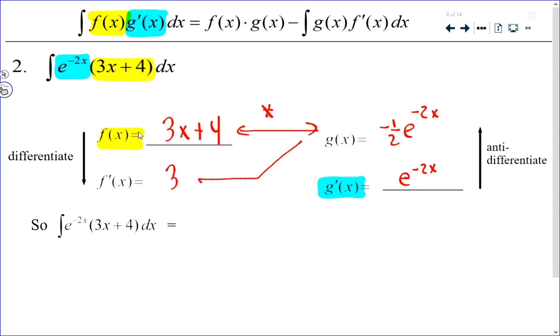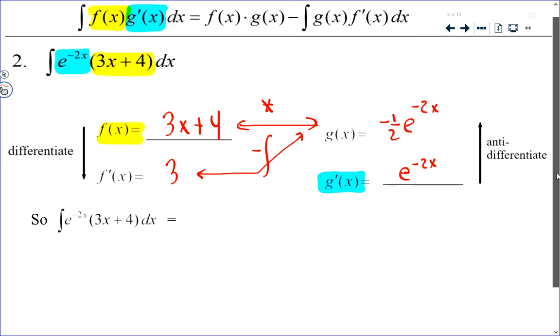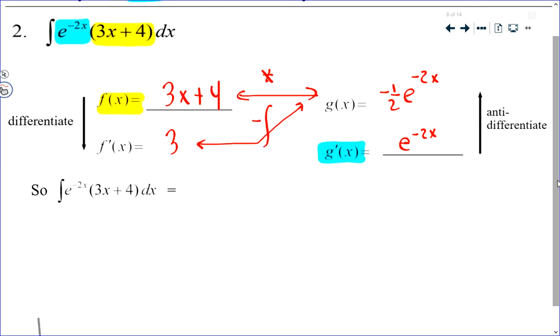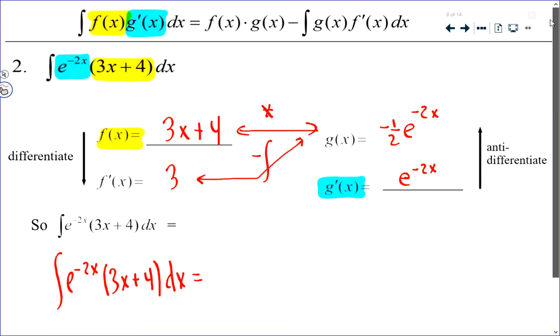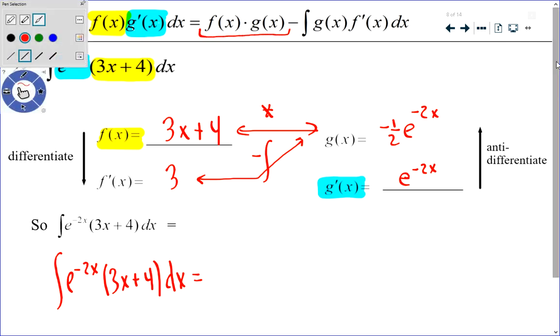So now remember, when we rewrite this, it is always the product of these two minus the integral of the product of those two. So the integral of e to the negative 2x multiplied by 3x plus 4 dx. And I'm really using the formula at the top of the page here. F of x times g of x is what I have to write down. But f of x times g of x is this.